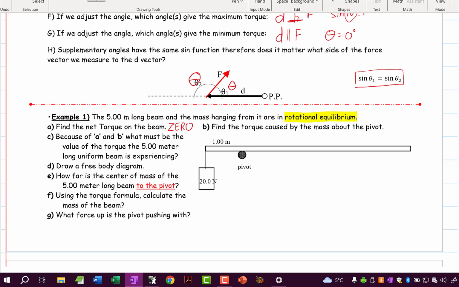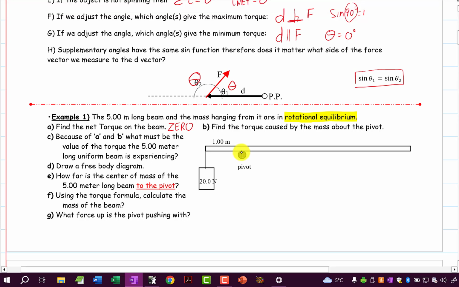B, find the torque caused by the mass about the pivot point. So this is the pivot point. So here's the answer for that. This very long beam, which is 5 meters, is in balance because there's a 20 Newton weight over here, 1 meter away from the pivot point. So what is the torque caused by the mass?